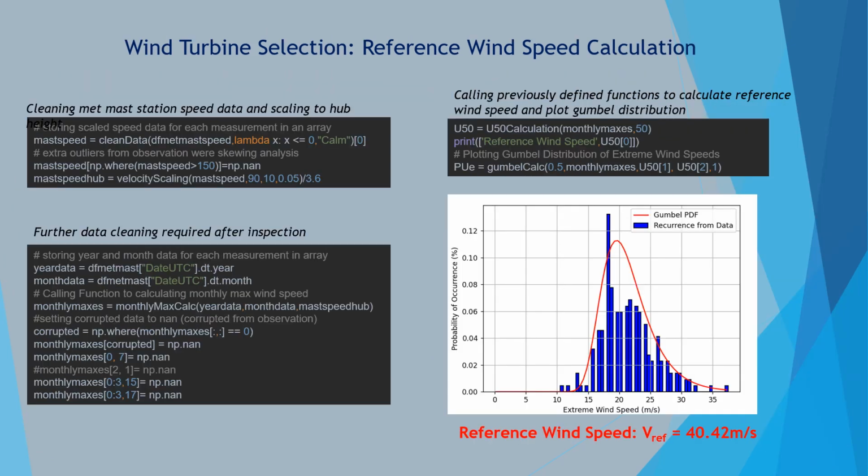Just showing the actual execution of the functions then. So I used the Met station data and scaled it up to the hub height. There were some months that had corrupted data just from inspection, so I just manually excluded those, as you can see below here. The extra corrupted data as well is just a function of the fact that the Met station data is 18 years versus just 1 year for the site data. But the Gumbel distribution looks to be a reasonable fit aside from one particular bin. The outputted reference wind speed here is 40.42 seconds.